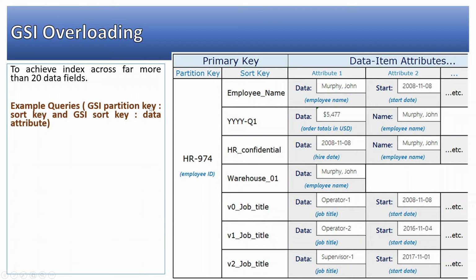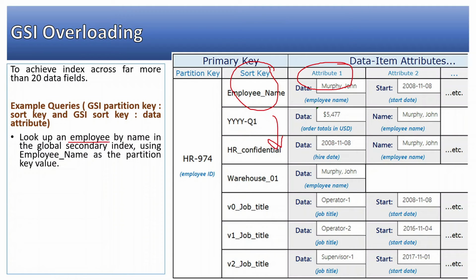Let us see how it looks. The GSI partition key, sort key, and GSI sort key is the data attribute. So in this case, we have this sort key acting as the partition key of the GSI, and the sort key of the GSI is this one. So this one is the partition key of the GSI and this one is the sort key of the GSI. Now let us see what this overloading helps us with.